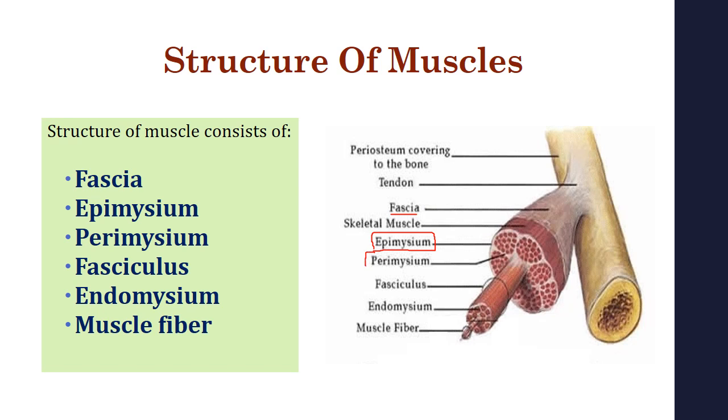Underlying that, you will find the perimysium, and the perimysium helps separate the muscle into various groups of fasciculus. Within the fasciculus, you'll find a lot of muscle fibers, and these muscle fibers are enclosed in a connective tissue known as the endomysium. The entire structure of the muscle is anchored to the bone via tendons.